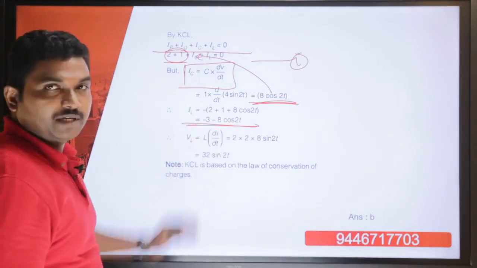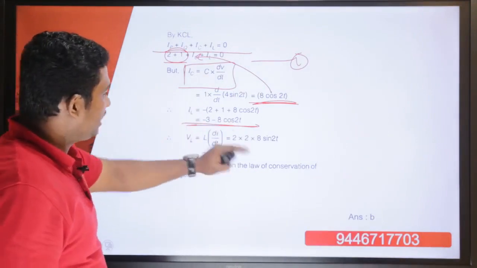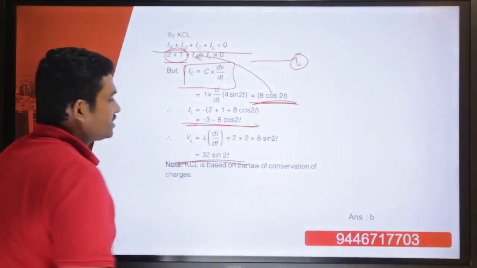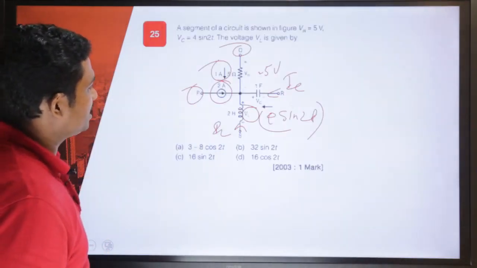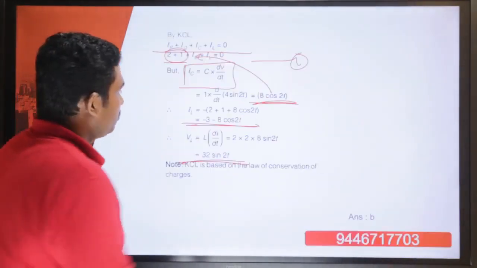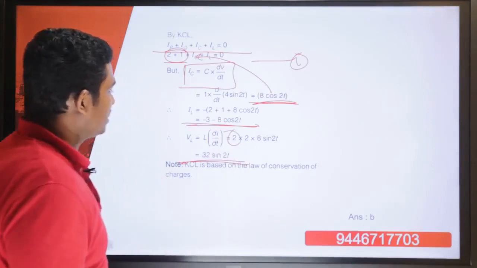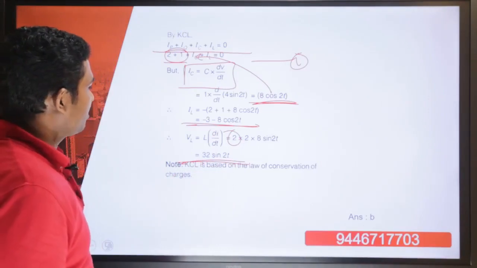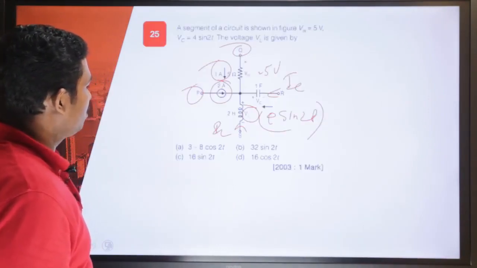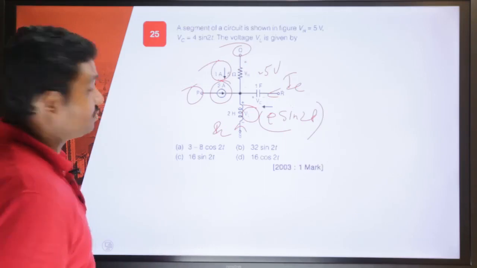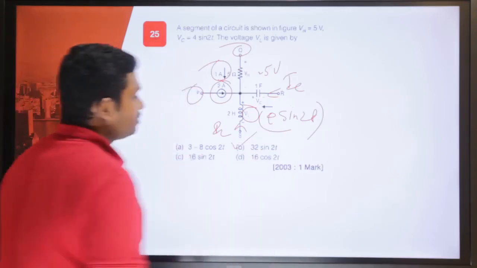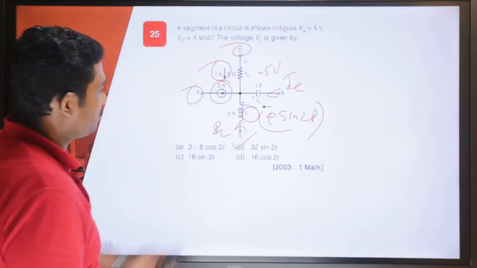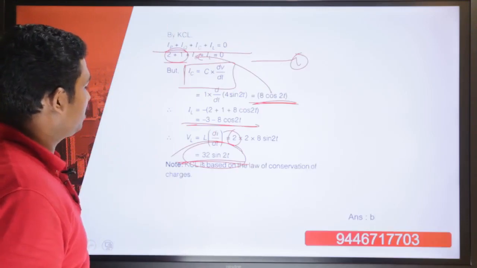What is VL? VL is equal to L di by dt. We take the value of I, differentiate it and multiply it with L. What is the value of inductance? Inductance is given as 2 Henry. Substituting it, we get 32 sin 2t. So IL and VL are obtained. The question asks for the voltage VL, which is 32 sin 2t, so our option is option B for question number 25.